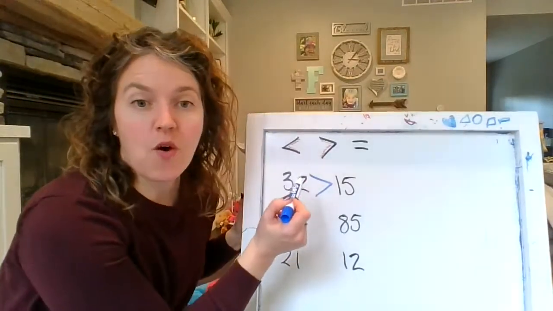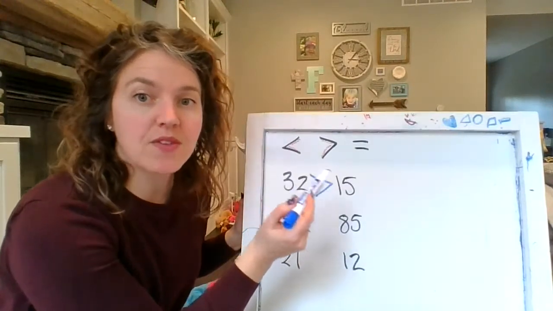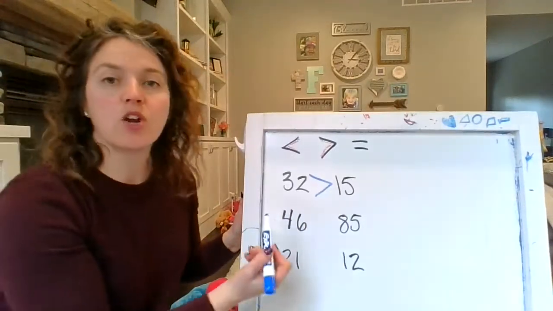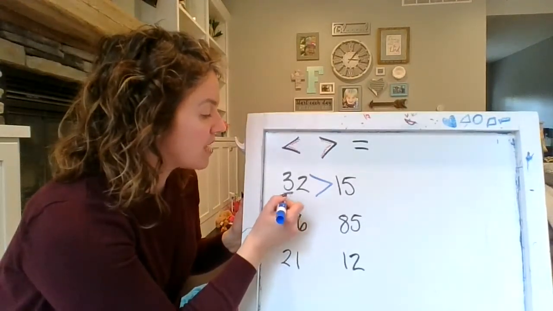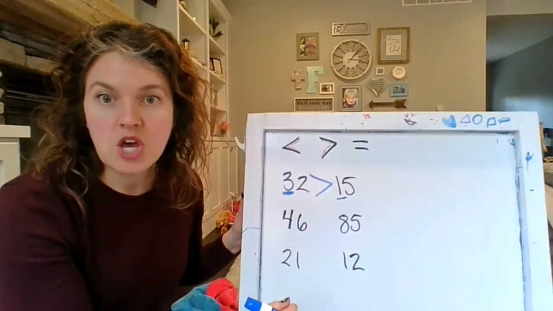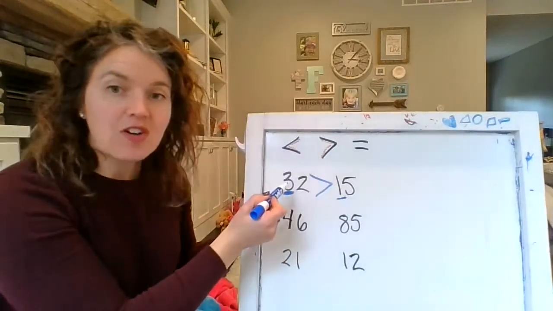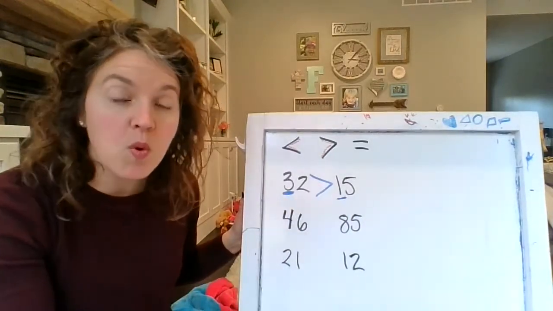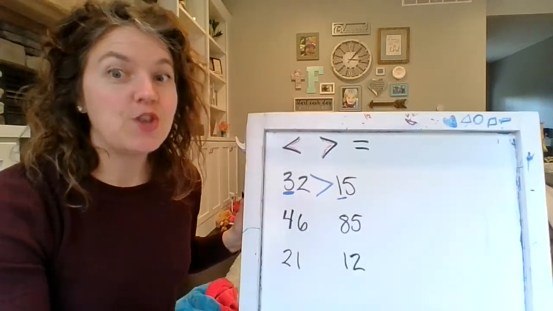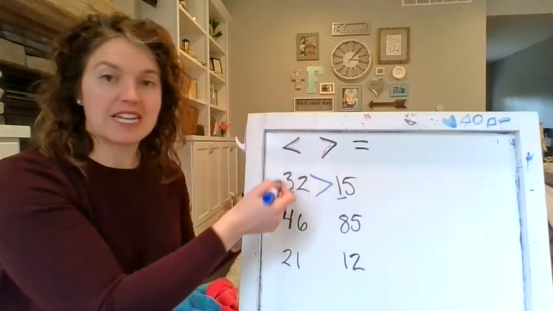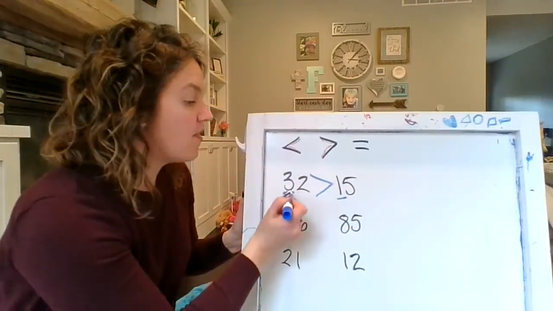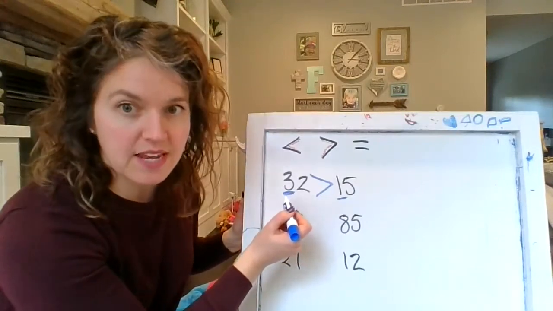The reason we know that 32 is greater than 15 is because we can use our place value. We can look at our groups of 10. This one has 3 groups of 10, and this one only has 1. So that tells us that 32 is greater because it has more groups of 10. That's how you actually know. You might be able to count and say, I counted this first and I get that next, and so that's bigger. But the math behind it says that this has more groups of 10, so it is more.